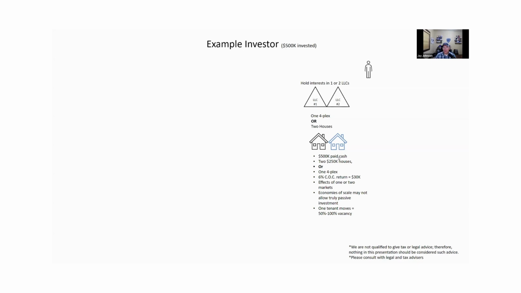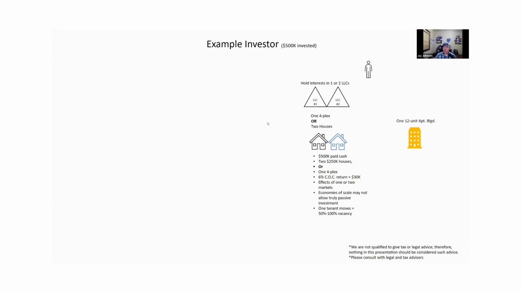So let's say they paid 500,000 cash on the two houses or one fourplex. And let's not talk amortization or tax benefits or any of that. I'm just trying to make a really simple point. Let's say 6% cash on cash return on the 500,000 is 30,000 a year. Here, if one tenant moves out, we're between 25 and 100% vacant. It'd be 25% on a fourplex. And on single family, depending on if you own one or two, it could be either 50 or 100% vacant. So economies of scale aren't going to be there on just one or two houses.